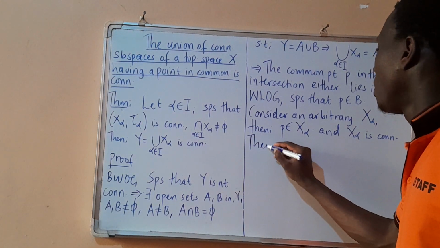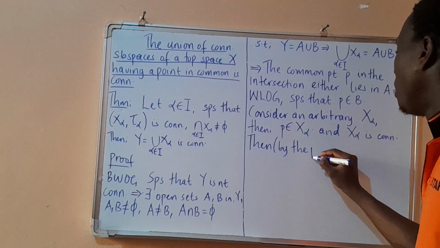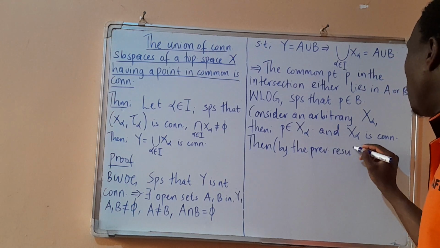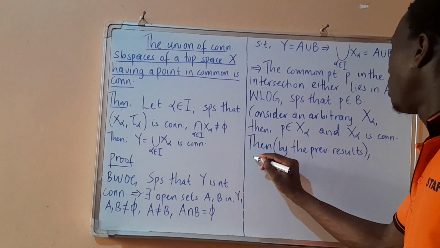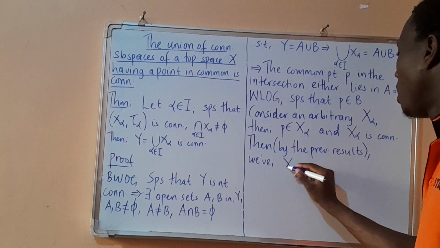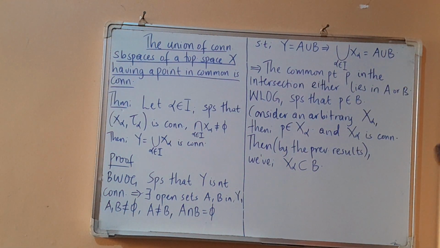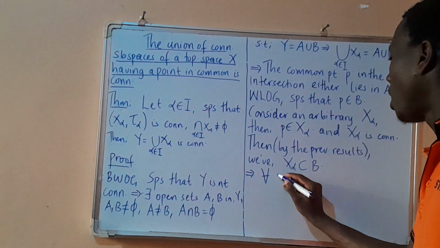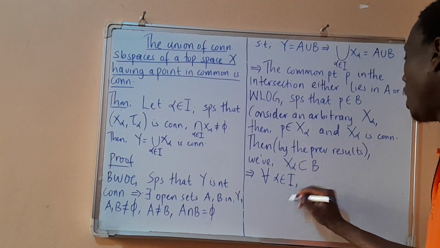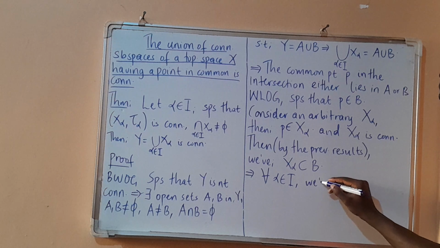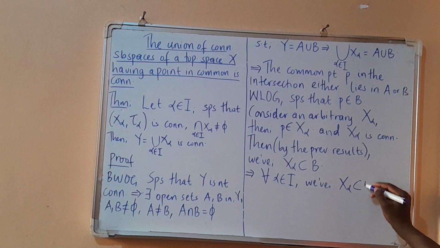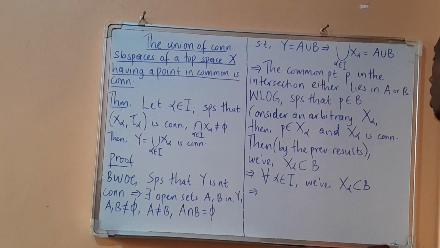Then by the previous results, we have X alpha as a subset of B. This implies that for all alpha in the indexing set I, we have X alpha being a subset of B. So all the connected subspaces of the topological space Y are going to be lying within B.